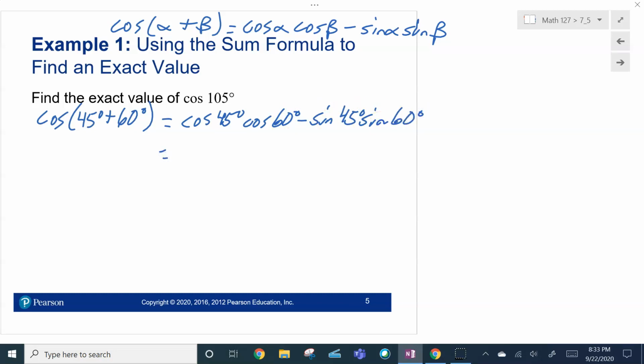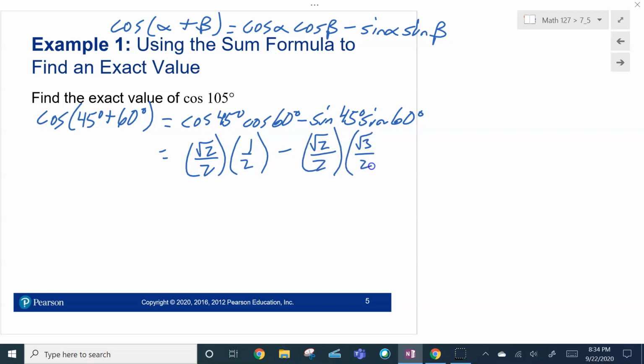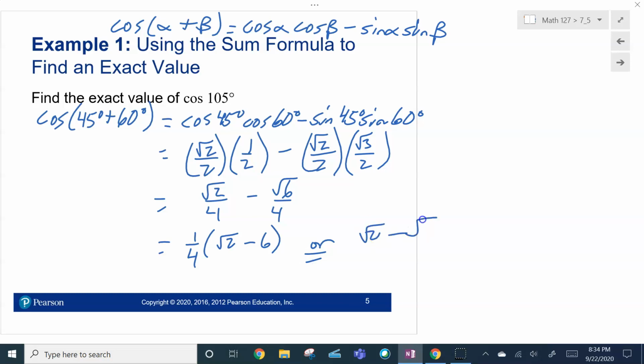I know the cosine of 45 degrees is root 2 over 2. I know the cosine of 60 degrees is a half. Sine 45 degrees is root 2 over 2. And then sine 60 degrees is root 3 over 2. So we got root 2 over 4 minus root 6 over 4. So you can either write it like this, or root 2 minus root 6 all over 4, either of those.